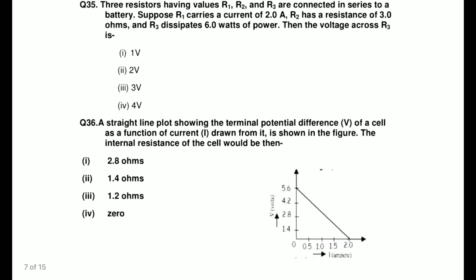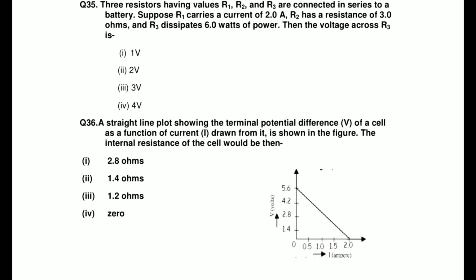Let's move to our next question. The next question says, three resistors having values R1, R2, R3 are connected in series to a battery. Suppose R1 carries a current of 2 ampere, R2 has a resistance of 3 ohms, and R3 dissipates 6 watt of power. And the voltage across your R3 is.